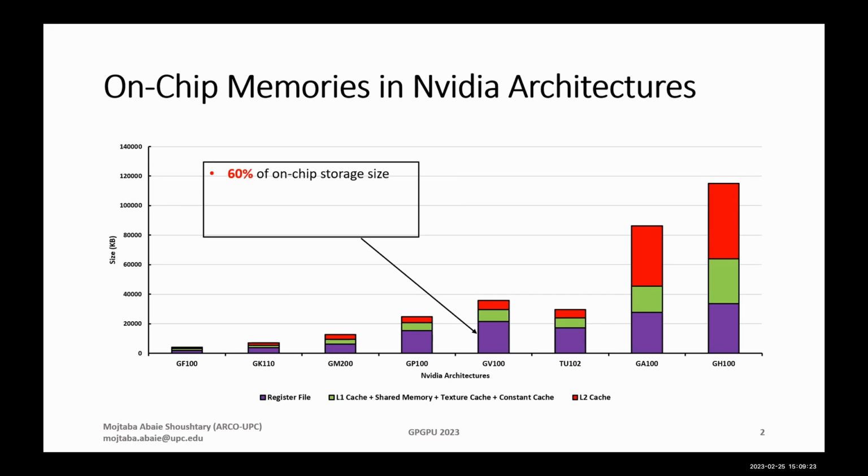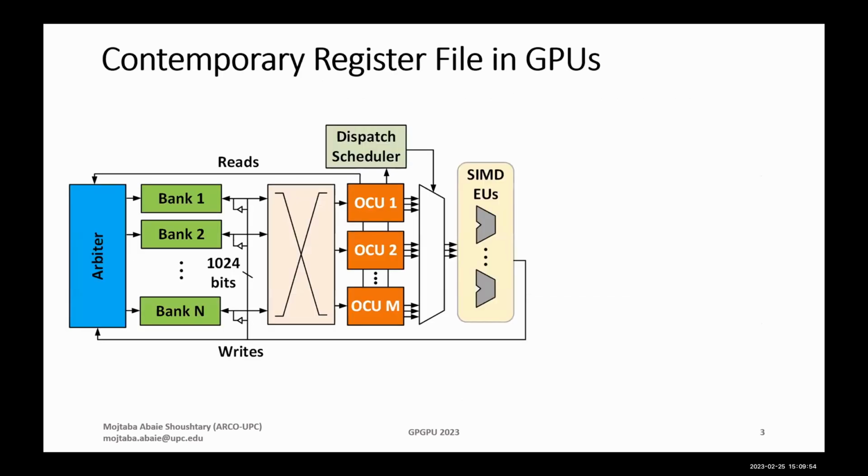for example, in the Volta generation, 60% of on-chip storage is dedicated to the register file. It also consumes about 24% of dynamic energy and also requires high bandwidth. For example, in this case, it requires 384 bytes per clock to provide enough registers for the peak performance of the execution units.